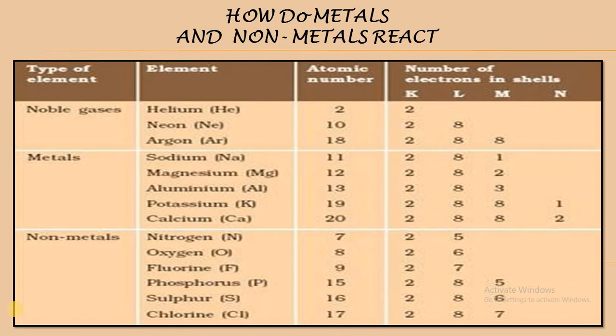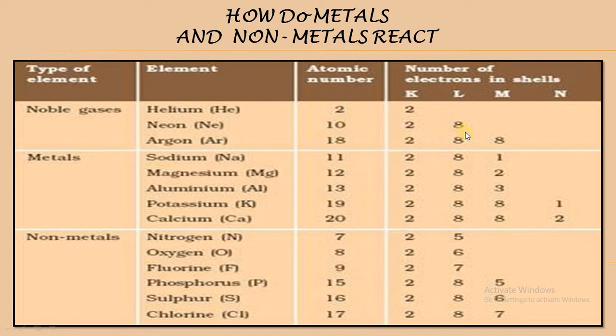Before starting the topic, let's take a quick recap of the different types of elements and their atomic number along with the number of electrons present in their shells. The first category is of noble gases. Here we are considering three noble gases, helium, neon and argon. The atomic numbers are 2, 10 and 18 respectively.